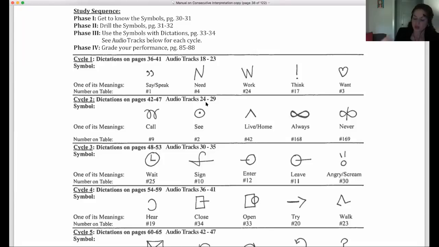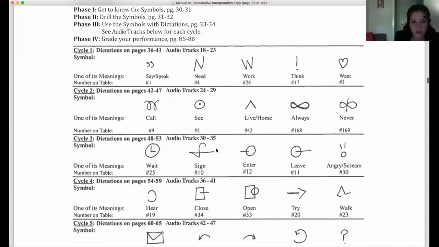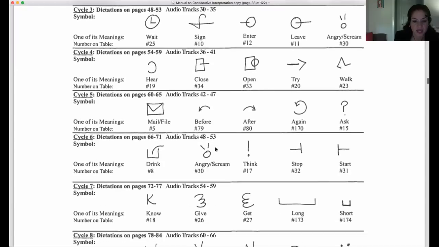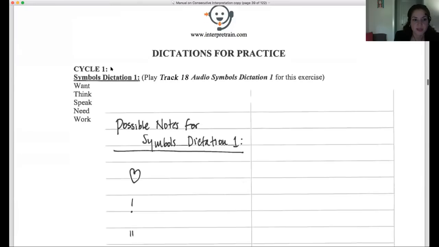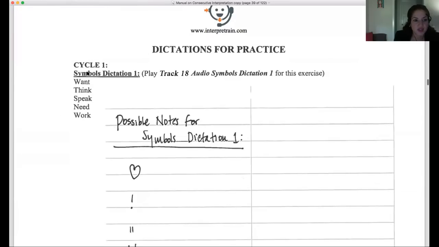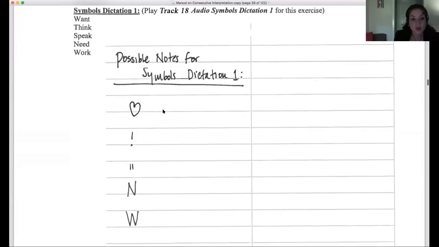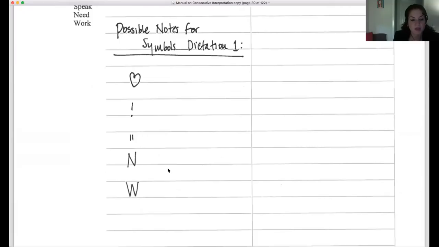And then when you're taking notes and you render it into your voice recorder, when you hear yourself, you compare what you said to what's on these pages. So let's look at page 36. The first dictation is very simple. This is the dictation. So you would hear what you recorded and you compare it to this. You could also look at what I wrote. I always give you my possible notes.